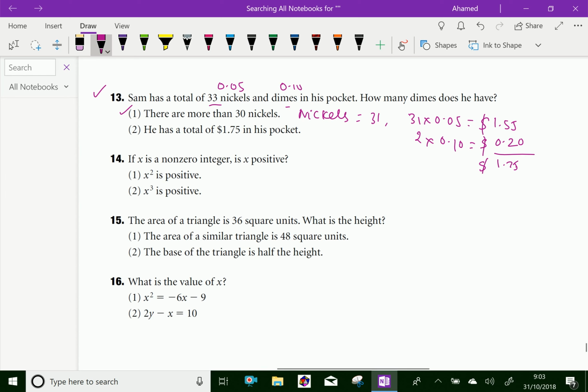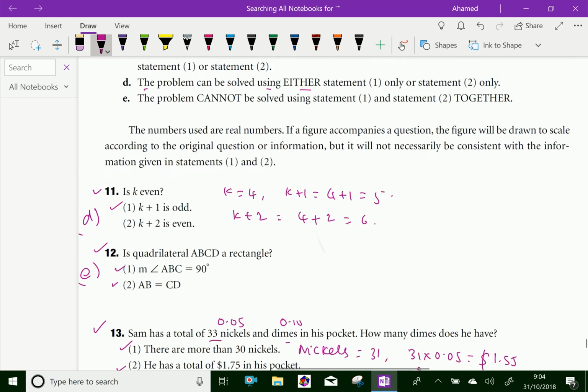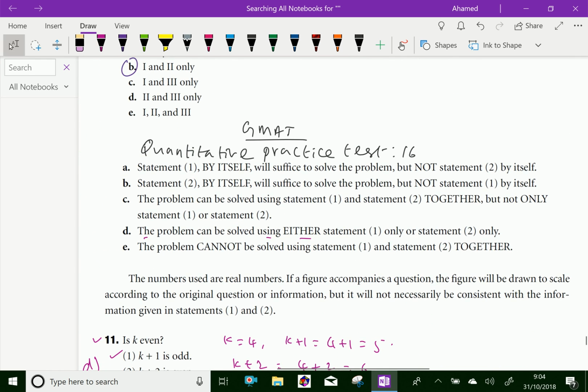Then come to the statement 2. He has total 1.75 in his pocket. So we got 1.75 in his pocket. So the option here, both statements together is sufficient. Here both statements together sufficient is option C.